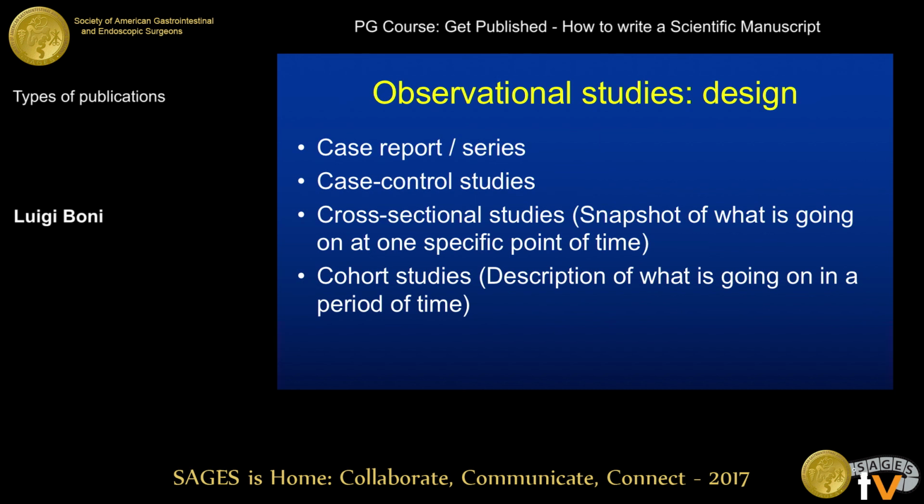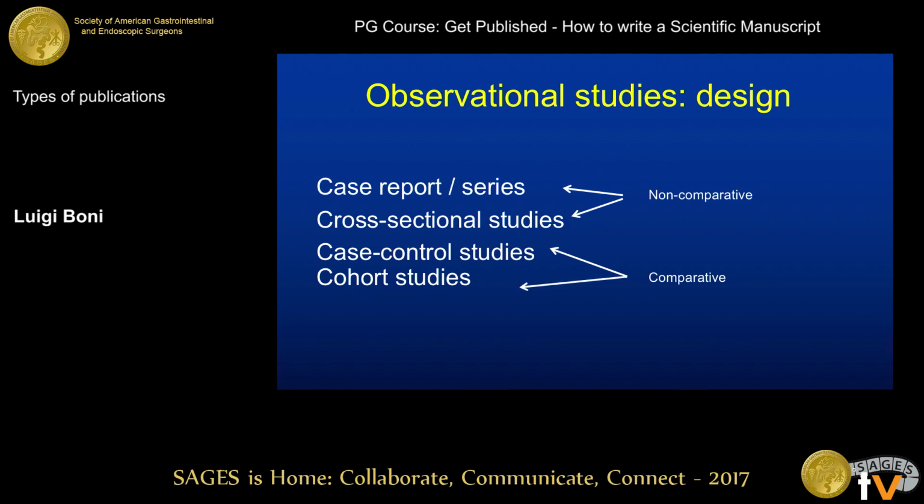What are the observational studies? An observational study can be a case report, but more often a case series. You describe in your article what you have done on this specific disease or topic. You can also have a case control study, but it is still an observational study, not an analytic one. You can also describe a cross-sectional study, where you want to see a snapshot of what is going on at this point of the study. A cohort study, you can describe what's going on in a period of time, which is different.